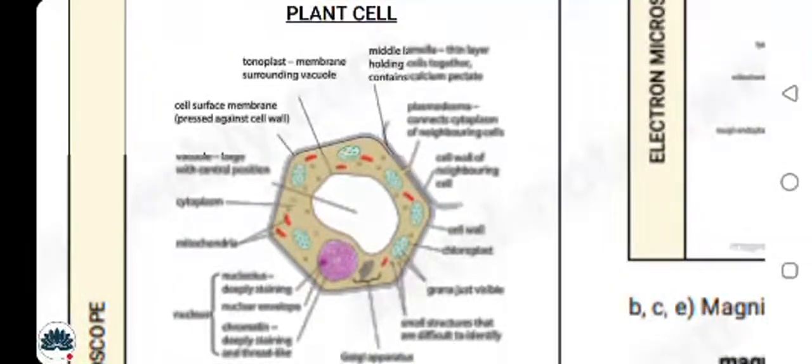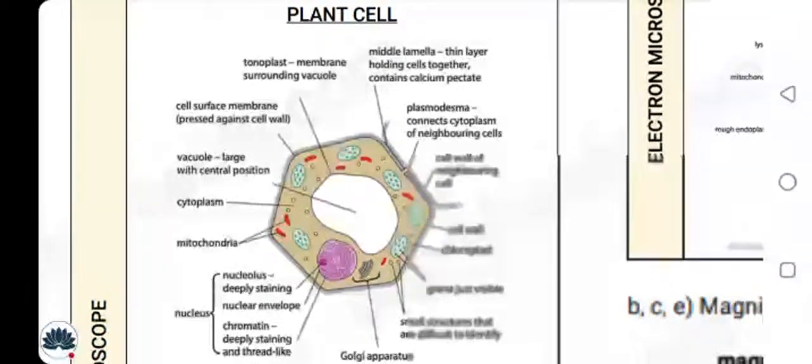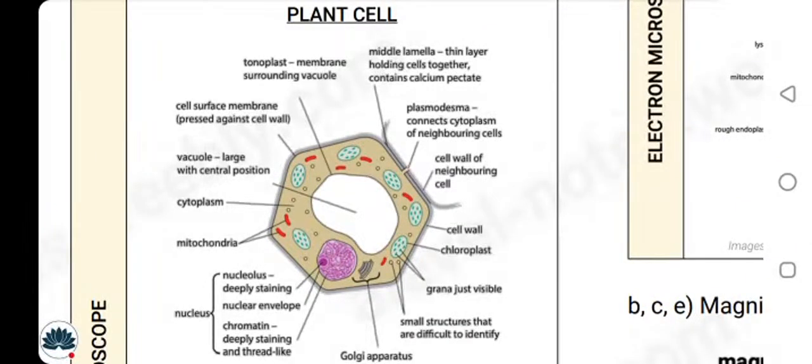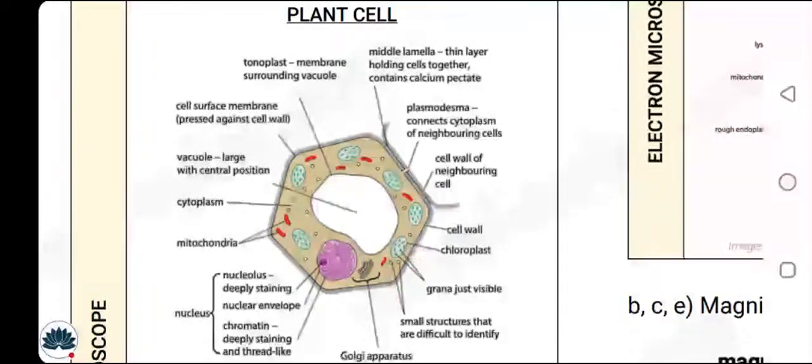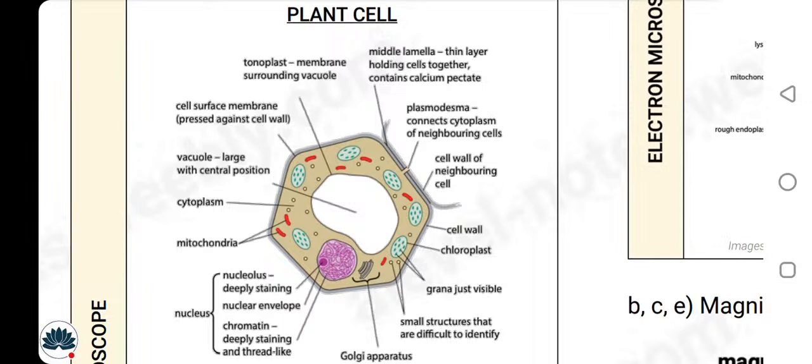So in this plant cell, the things visible to you are the tonoplast. Tonoplast is basically the membrane surrounding vacuoles. First, understand the features in the plant cell you have already learned in your O levels or before. Cell surface membrane: you have already learned about the cell membrane, and it is also present in your animal cell.